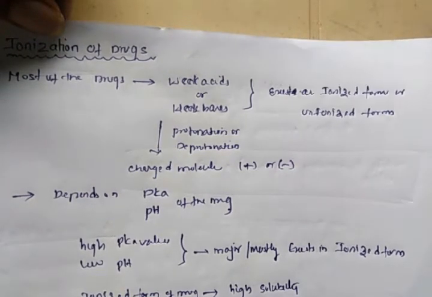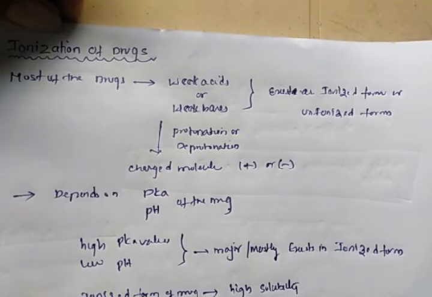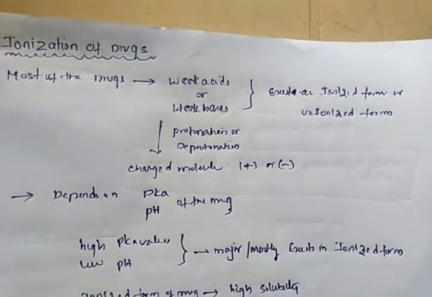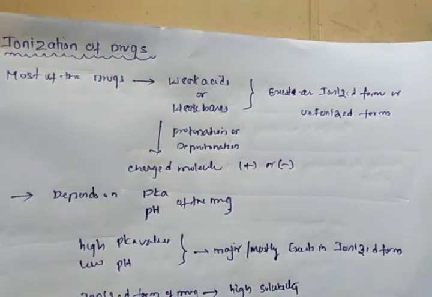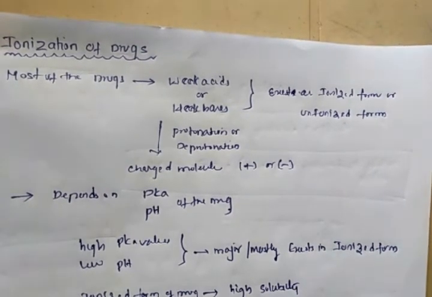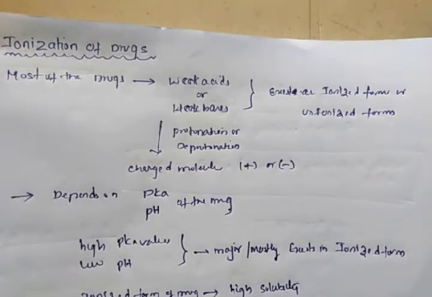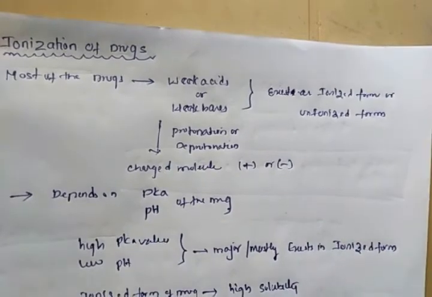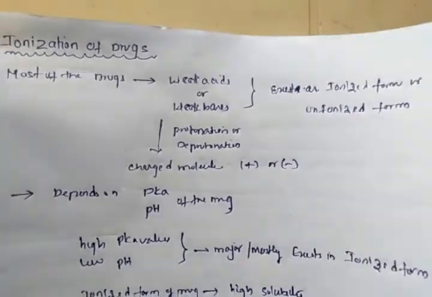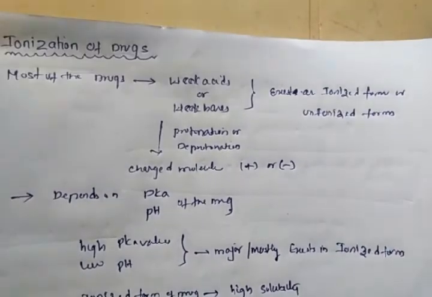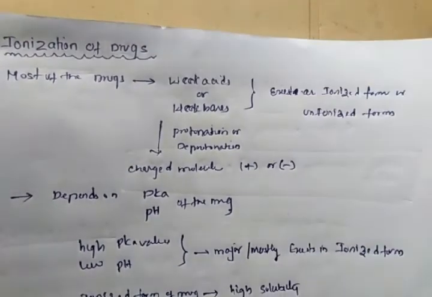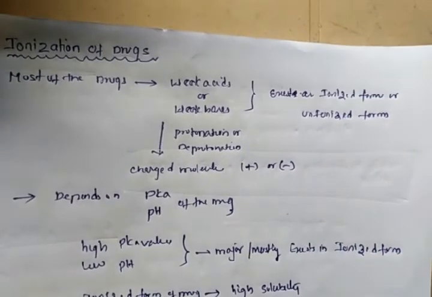For all drugs or any molecule, the ionization power depends upon its pK value and pH value. So the pK and pH values of the molecule will decide the ionization power of the drug molecules. For suppose, a drug having a high pK value and low pH value generally exists in ionized form. So based upon the ionization, the solubility will be predicted.